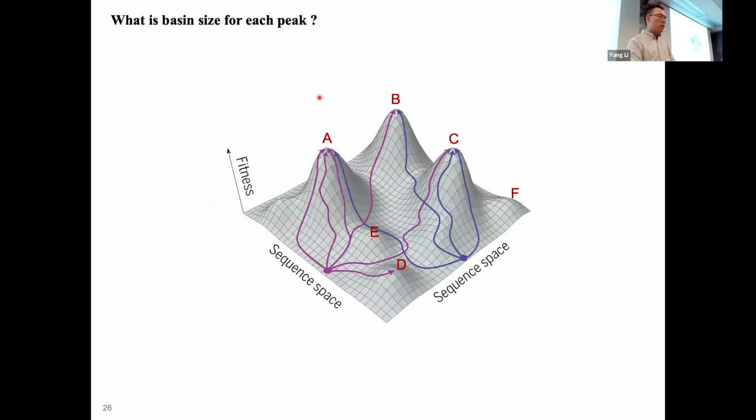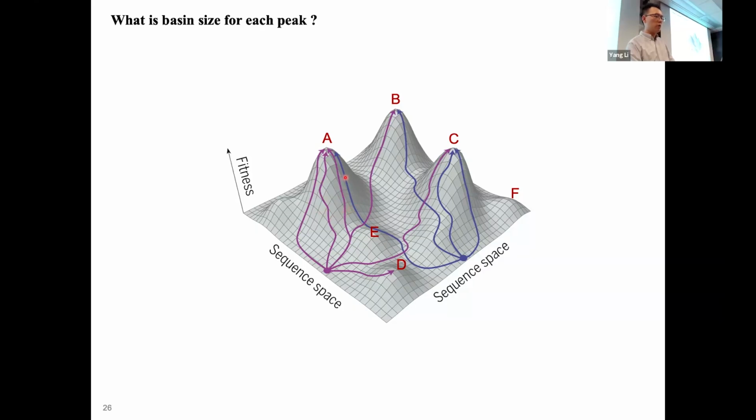And as for the adaptive walk, another factor is that the basin size of each landscape also matters. What is the basin size? Let's take peak A for example. Peak A is high and has lots of basin. Basin is the number of specific genotypes that, by the adaptive walk, could increase to the peak. So peak A has lots of basin.